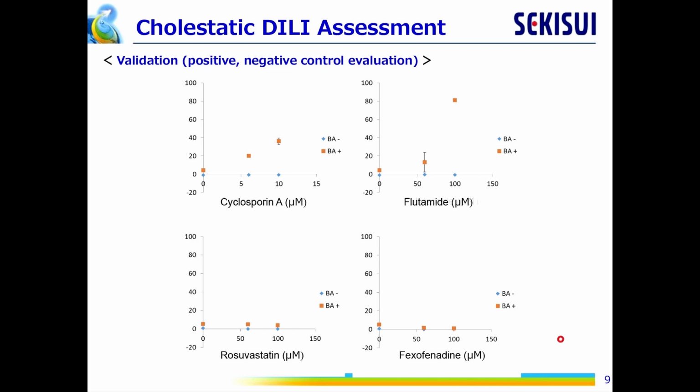I'd like to show the validation data of positive and negative controls. We use cyclosporin A and flutamide as positive controls and rosuvastatin and fexofenadine as negative controls. The cryopreserved plateable human hepatocyte lot we use is from SEKISUI XenoTech. Orange squares are co-incubation with bile acids, and blue is without bile acids. Positive controls are negative for cytotoxicity without bile acid. However, adding bile acid, concentration-dependent cytotoxicity was clearly observed. Negative controls are negative both with and without bile acids.